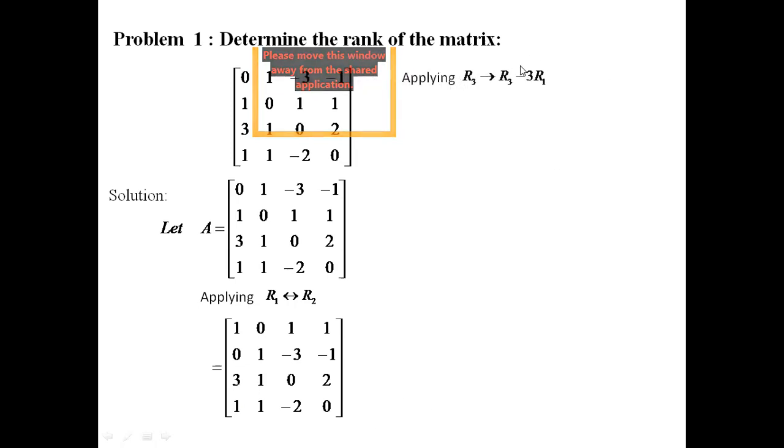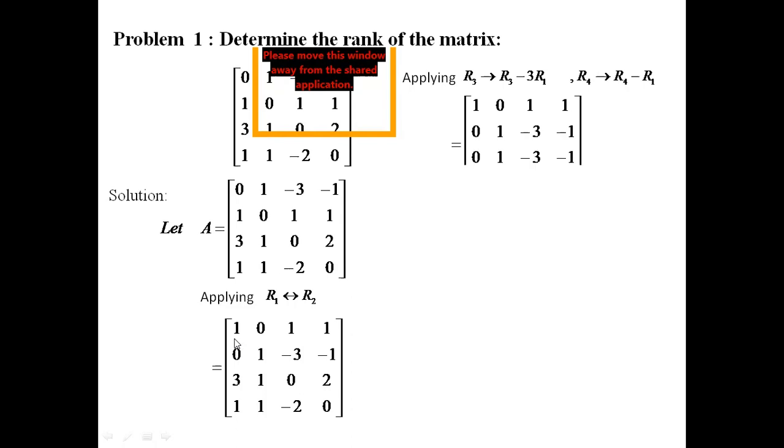That operation, let us write here. For R3, the operation is R3 minus 3 times R1. And for R4, the operation is R4 minus R1. When you apply these two operations, what happens to the matrix shown here? There is no operation for the first two rows, so they remain as they are. The first row is 1, 0, 1, 1, as written here.